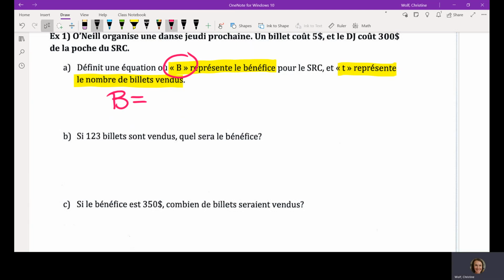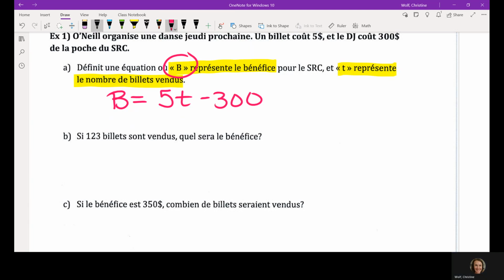It's easier than it sounds. Le SRC reçoit 5 $ pour chaque billet vendu. 5T. If they sell 100 tickets, they get $500, 5 times 100. You just multiply 5 to how many tickets you sold. They get to bring that money in, right? Mais qu'est-ce que je fais en fin? Remember, this represents their profit. They have to send money away. Moins 300. So oui, le SRC ramasse 5 $ pour chaque billet, mais ils ont besoin de donner, give away 300 $. And the money that's left over, that's the profit.